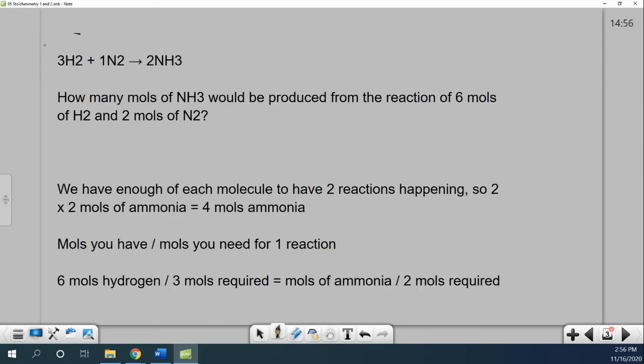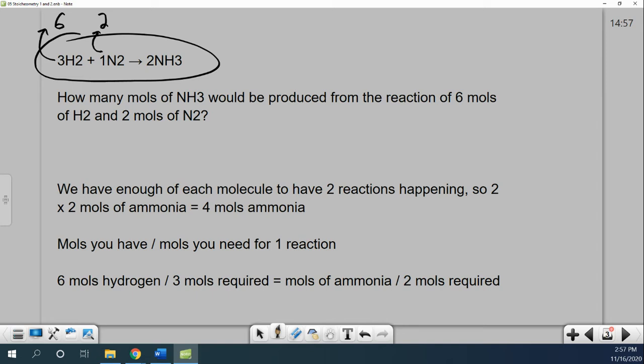So let's start with just moles, though. How many moles of NH3 would be produced if I had 6 moles of hydrogen and 2 moles of N2? So think about our recipe, right? I've got 3 hydrogens and 1 nitrogen. That makes 2 ammonias. What if I had 6 hydrogens and 2 nitrogens?